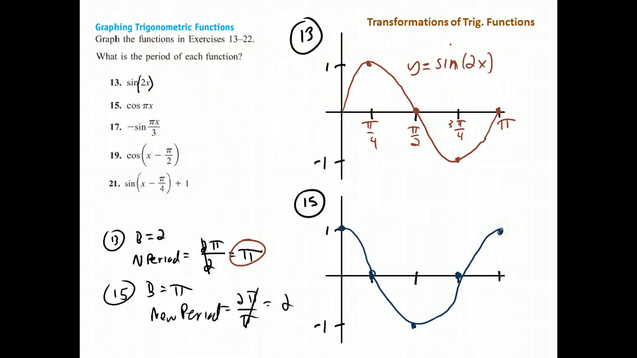But now the period is 2. So it needs to be done by the time you get to 2. Half of that is 1. Here we have a half. And here we have 1.5, or 3/2. And that's the graph of y equals the cosine of pi x.